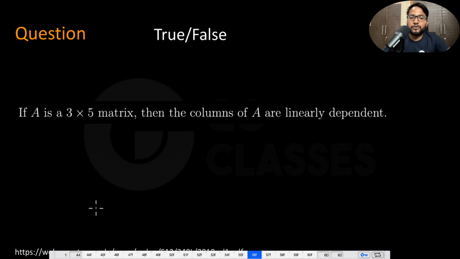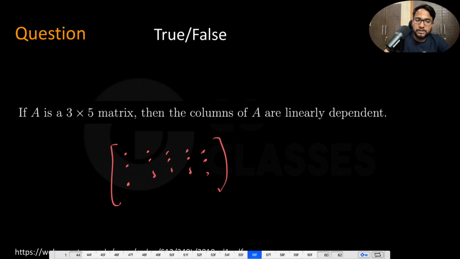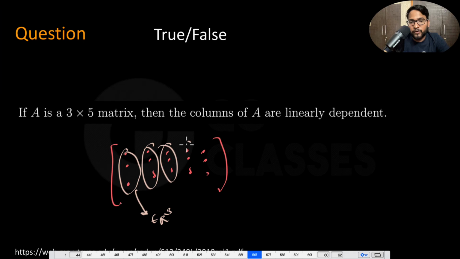That's one interesting question. What they're asking: A is a 3 cross 5 matrix. A 3 cross 5 matrix means 3 rows, 1, 2, 3, and 5 columns: first column, second column, third, fourth, and fifth column. And then the columns of A are linearly dependent. This column is in R3 because there are three entries, three dimensions. That's why it is in R3. Now tell me, if you have 5 vectors, see, these are the 5 vectors. Columns of A means 5 vectors.